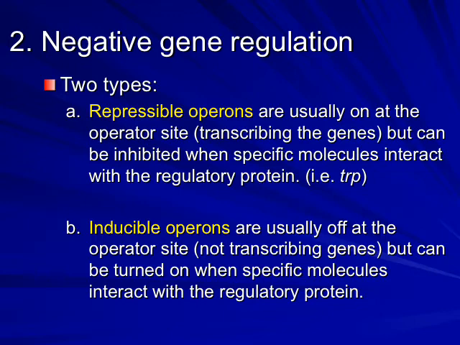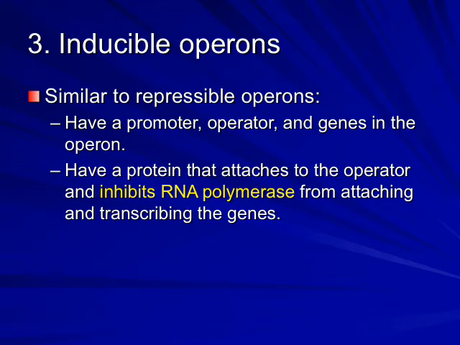So the example that we've talked about for the repressible operon is the tryptophan operon. We're now going to talk about an inducible operon called the lac operon. So inducible operons in general are similar to repressible operons in that they have a promoter, operon, operator, and genes. They also have a protein that attaches to the operator that inhibits RNA polymerase. So in that case, they're very much like repressible operons.